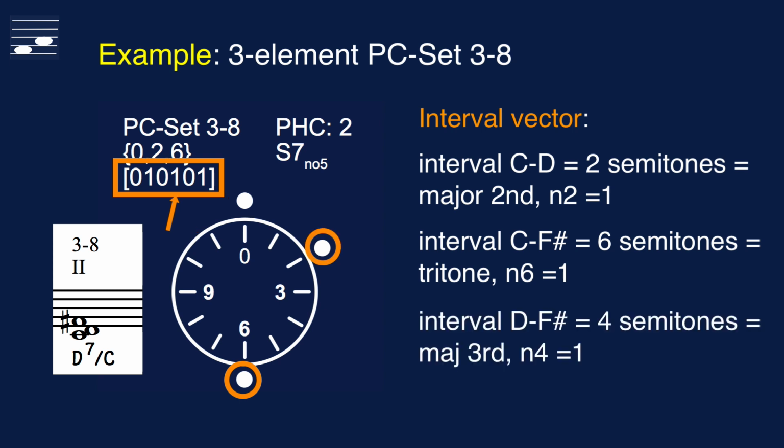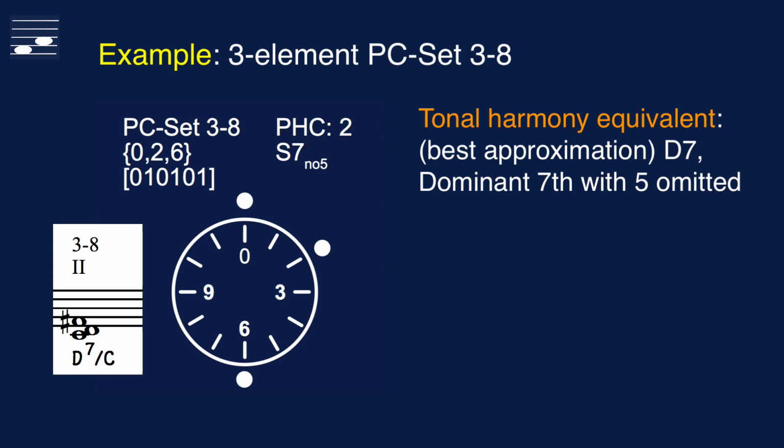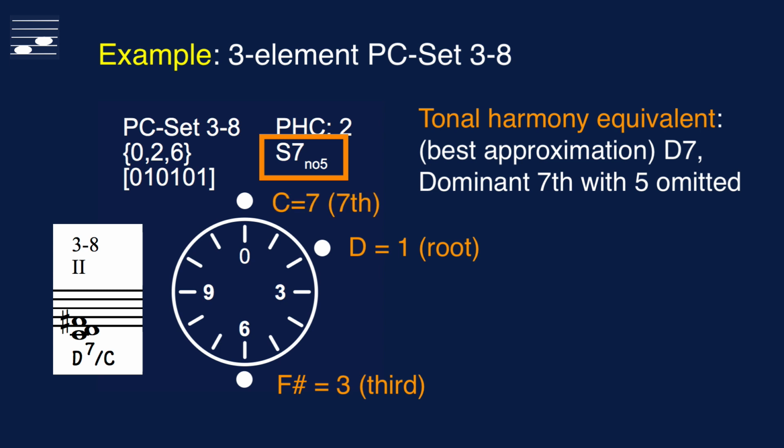Finally, from D to F sharp is a major third or 4 semitones. That completes the interval vector 0, 1, 0, 1, 0, 1. The best tonal harmony equivalent for this set is the inverted dominant 7th chord on the root D, with the 5th omitted. This is written in general as structure S7 no 5.